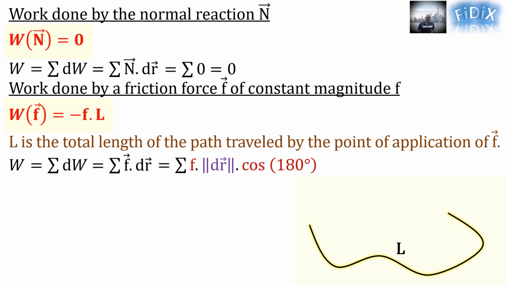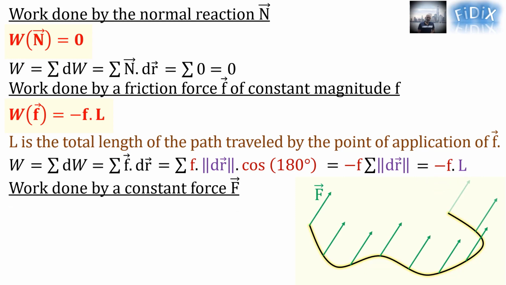Cosine 180 degrees is equal to -1. Minus F is a constant factor. It can be put outside the sum, and the sum of the magnitude of dr is the total length L.